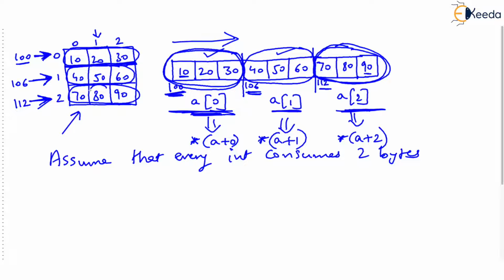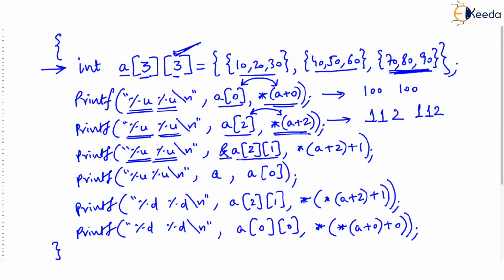So this element 80, which I am marking, I want to know the address of this element, and it has to be 114, because you know that the row itself begins at 112. So the address of 70 is going to be 112, but the address of 80 will be 114, assuming that each integer consumes 2 bytes. Okay. So what is this going to print? I am again underlining this.